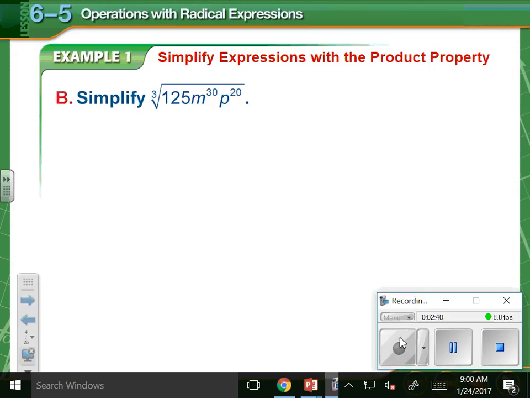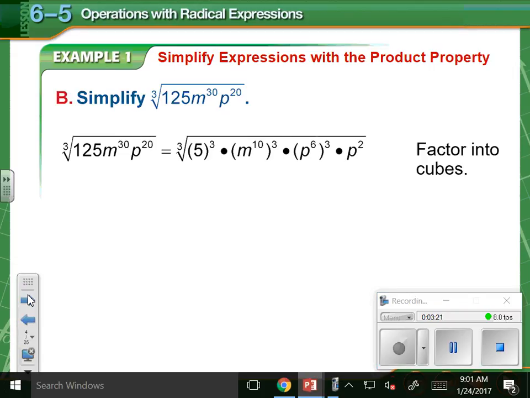This is a cube root, so now we need to break it up into factors of cubes. For 125, you may have to experiment on your calculator to figure out if there's a perfect cube within 125. Some of you may know what 5 times 5 times 5 is: 125. So that means 125 is 5 cubed. Okay, m to the 30th can be written as what cubed? 10 and 3. That's right. So m to the 10 to the 3rd.